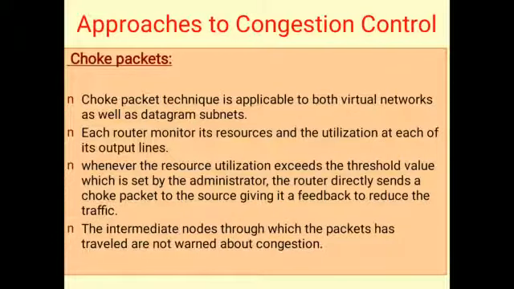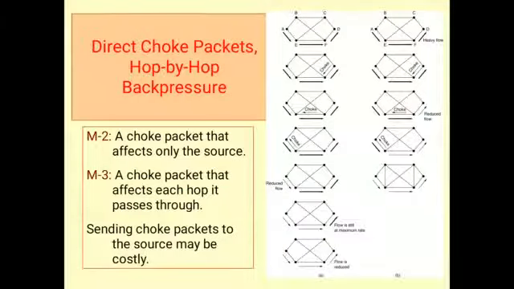The intermediate nodes through which the packets have traveled are not warned about the congestion. The packet is transmitted through n number of intermediate nodes, but the warning message about the congestion is not given by the intermediate nodes. The message travels directly through them to the source node. So here is one diagram for choke packets.